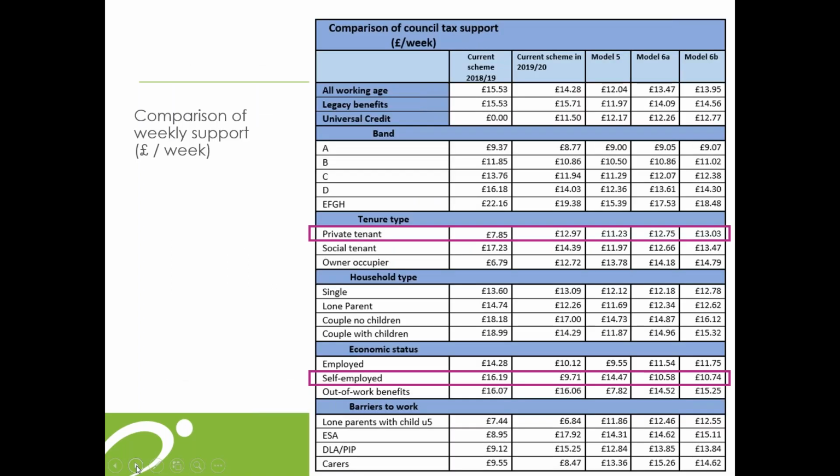This slide shows the detail of the analysis that we can provide on different cohorts. So if you look to, for example, private tenants, who we know to be some of the most vulnerable in terms of homelessness risk, Model 5, which Barnet chose to go for, actually provides quite high levels of support to private tenants against the remaining social tenants and owner occupiers. And could we move forward again, Janet?